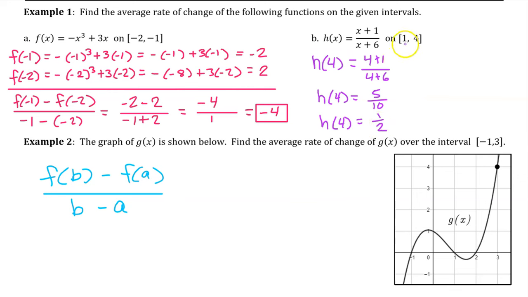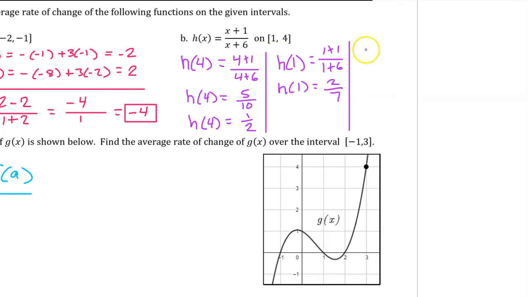Next, we need to find h at 1. So h at 1 will be 1 plus 1 over 1 plus 6. So h at 1 will be 2 over 7. The average rate of change will be h at 4 minus h at 1 divided by 4 minus 1. So that is 1/2 minus 2/7 divided by 4 minus 1.